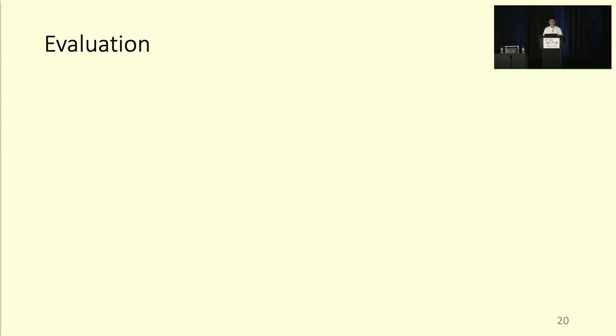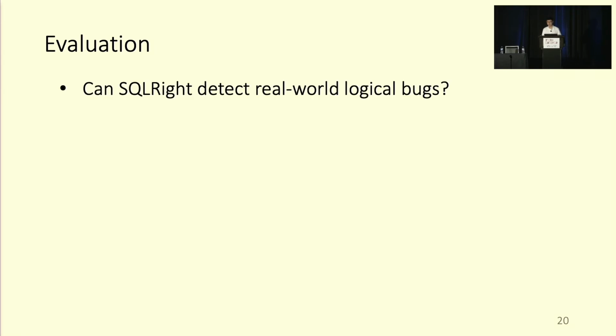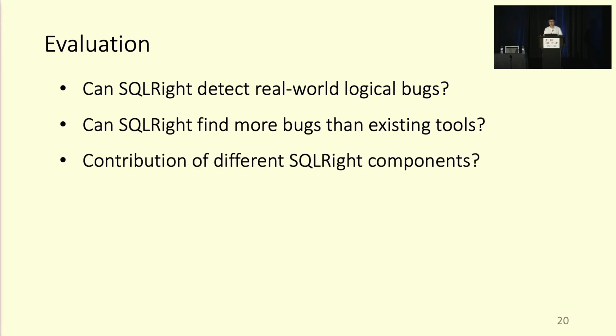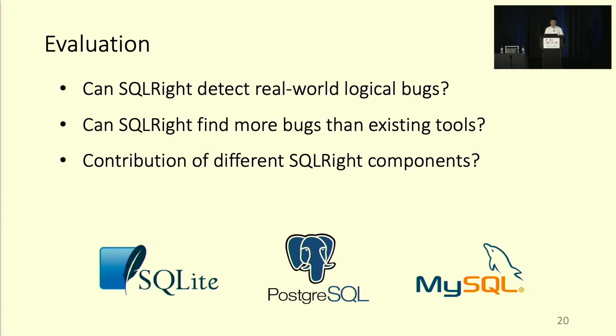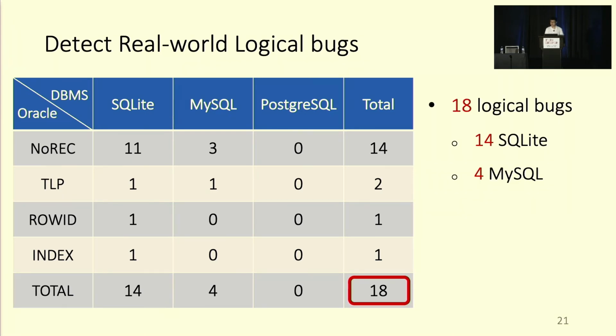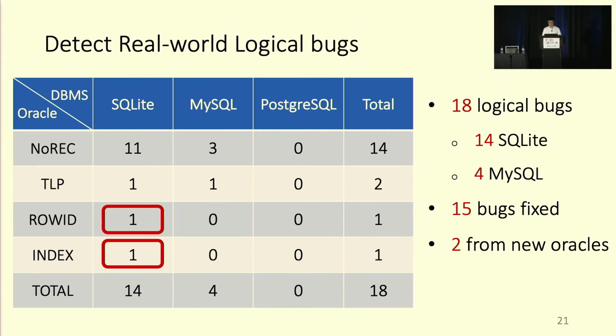In the evaluation, we aim to answer the following 3 questions. Can SQLRight find bugs? Can SQLRight find more bugs than existing tools? And what are the benefits of our proposed techniques? We evaluate SQLRight on 3 DBMS. First, SQLRight finds 18 logical bugs in total, 14 from SQLite, 4 from MySQL. Among all the detected bugs, 15 logical bugs have been fixed. Notice that 2 logical bugs are detected from newly proposed oracles.